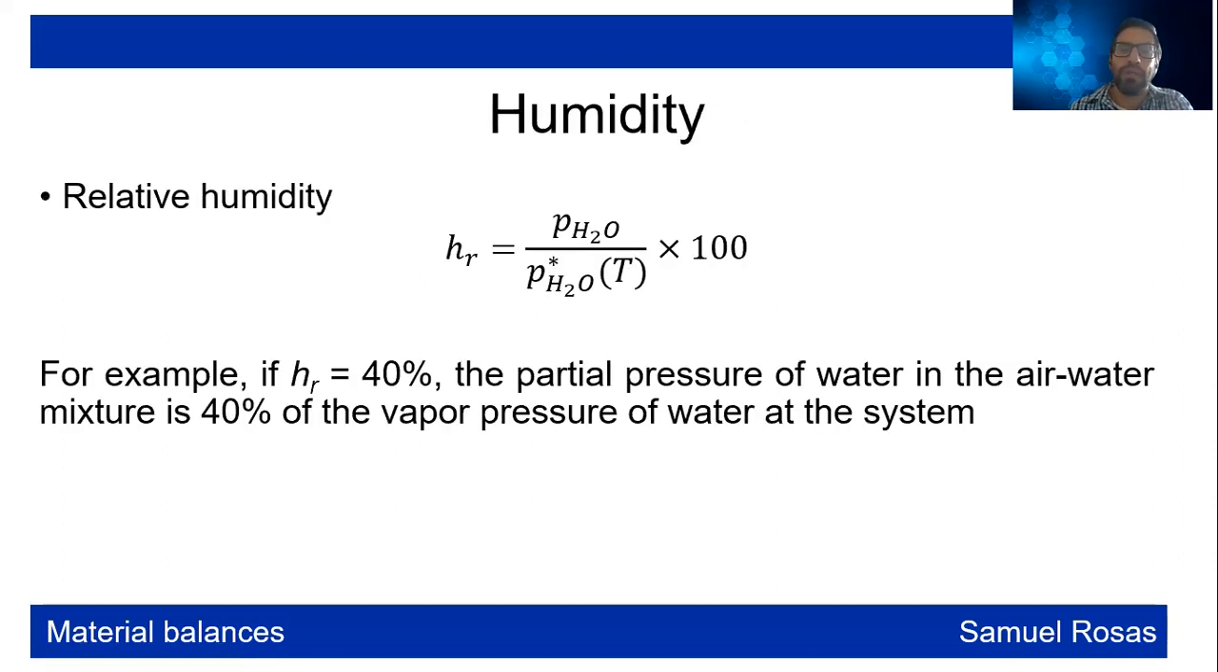So we can define the term humidity, where the relative humidity is going to be equal to the actual partial pressure over the vapor pressure at the certain temperature, times 100. For example, if the relative humidity is 40%, then the partial pressure of water is 40% of the vapor pressure of water at the system.